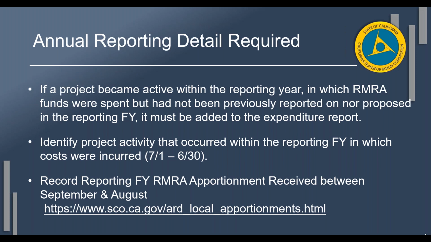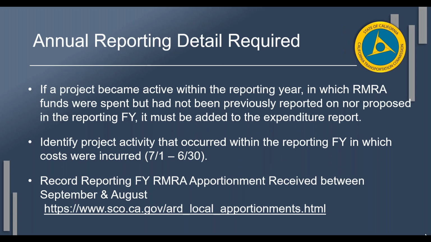You're going to record the reporting of your fiscal year RMRA apportionments received. And this is between September and August. And we are going to walk you through where you can find that information. The state controller's office tracks it September through August. They refer to that as your fiscal year apportionment.